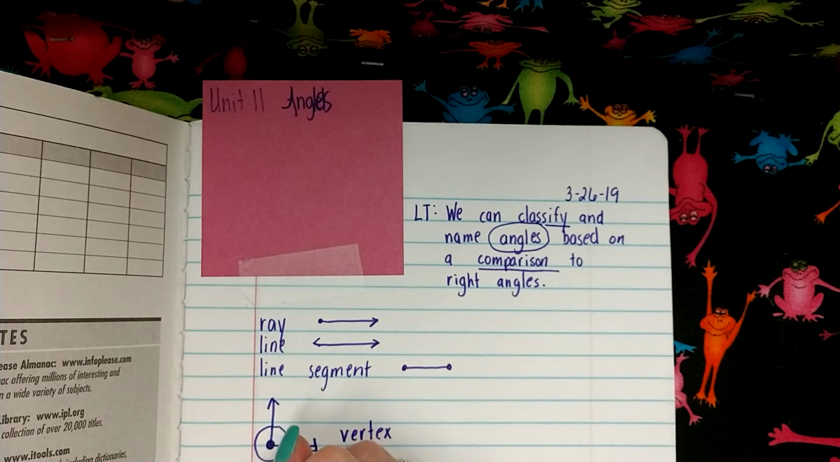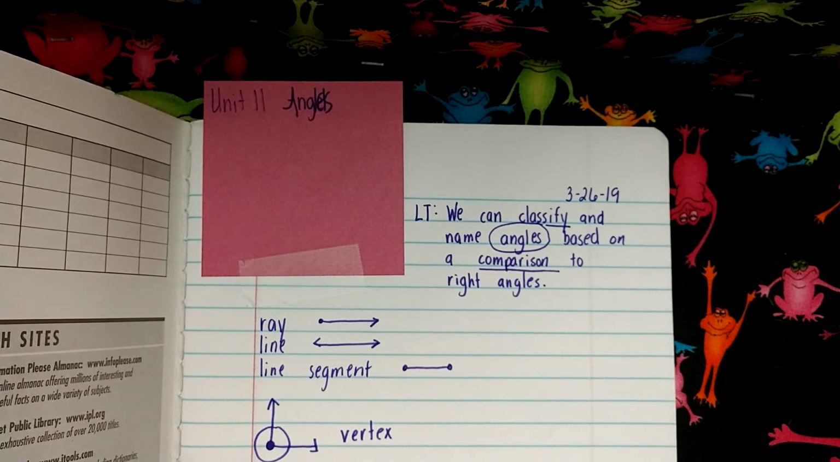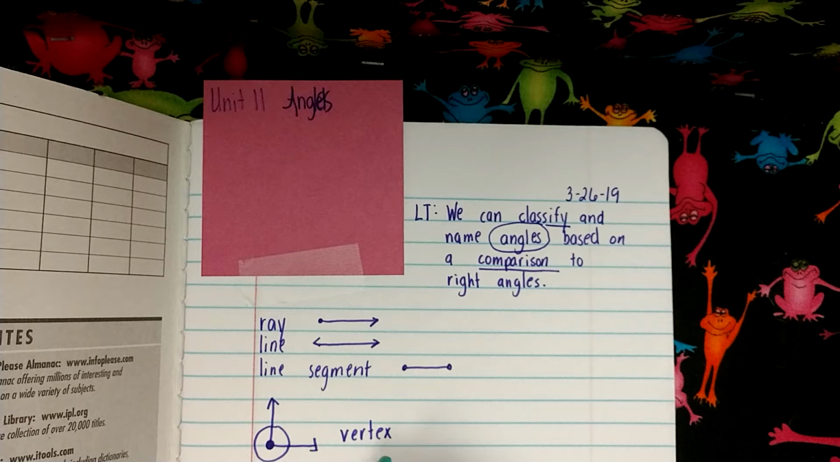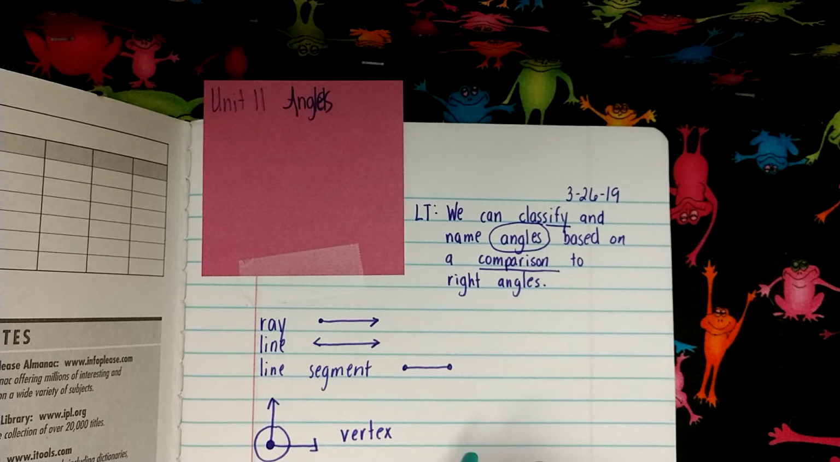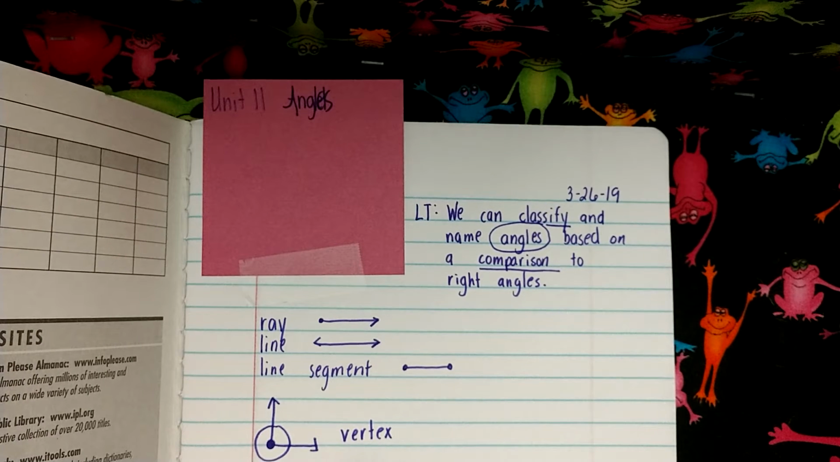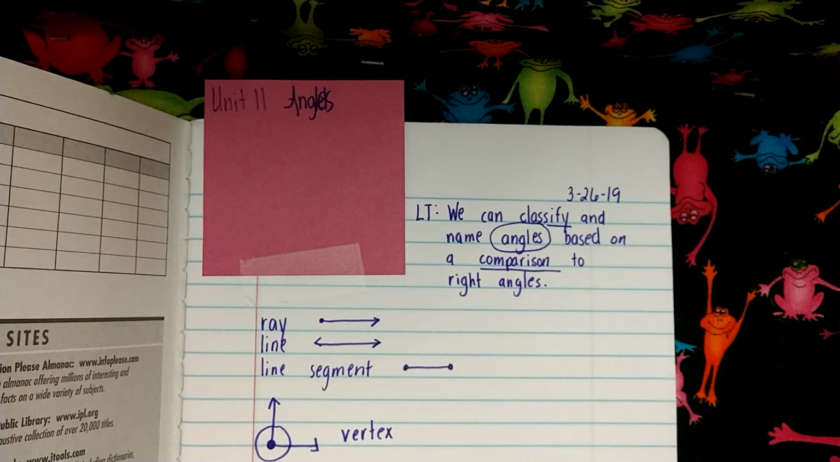We talked about the definition of an angle. It's formed when two rays meet at a common endpoint. We talked about a right angle. It's an angle that equals exactly 90 degrees. That's a right angle.